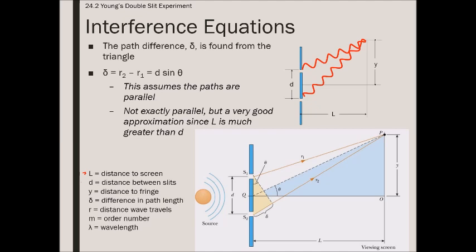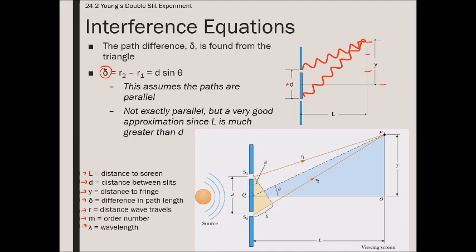The distance between the slits is d. That's right here. Y is the distance from the center to whatever fringe we're talking about. Delta is going to be the difference in path length. We're going to go over that in a second. M is the order number. We're going to also talk about that in a minute, but it's basically the number of the fringe we're talking about. Lambda is the wavelength.